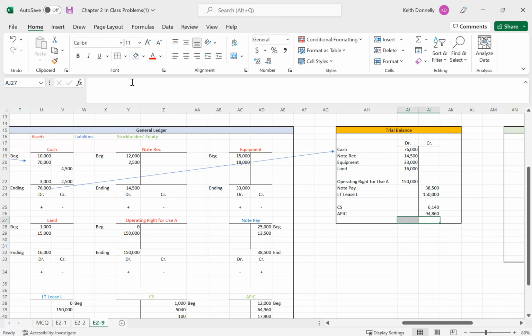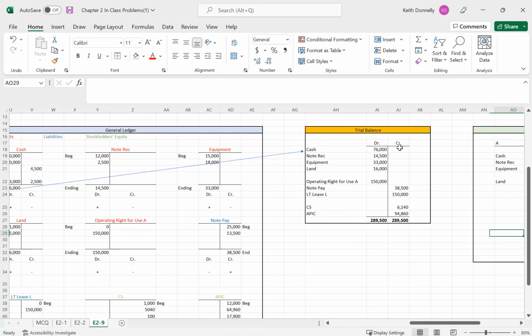So then what we're going to do, we're going to want to sum these columns, right? In other words, when we say sum, that equation, we mean equals, like the total, add them all together, right? So 289.5, 289.5, that's a good sign, right? They equal each other. You want that to happen in your trial balance, right?